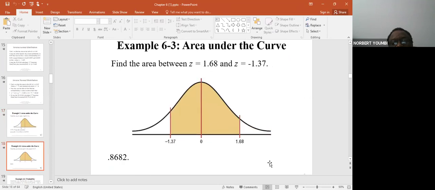Now, suppose we want to find the area between z equals 1.68 and negative 1.37. So this is the area we are looking for. It's easier to use the Google calculator here. And remember, it's negative 1.37 and 1.68.